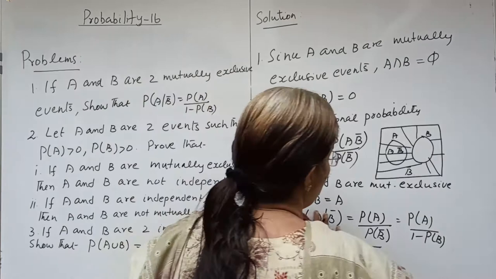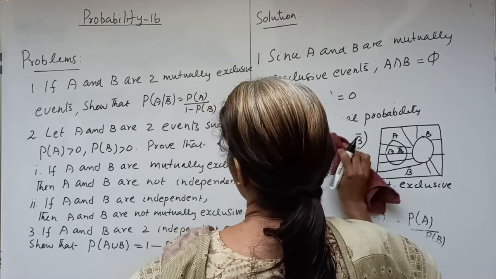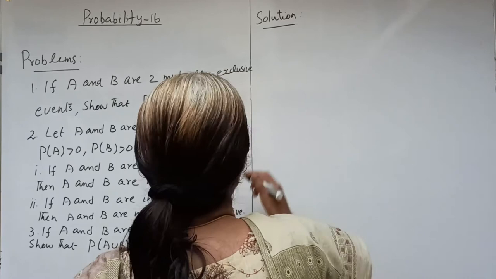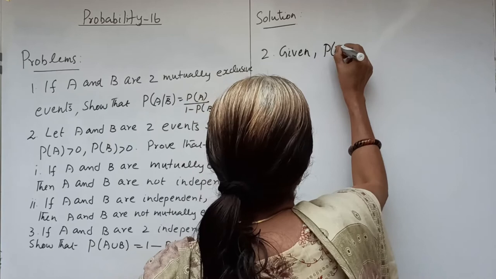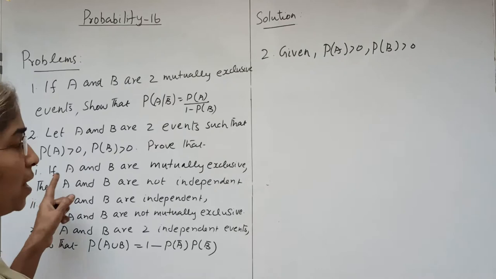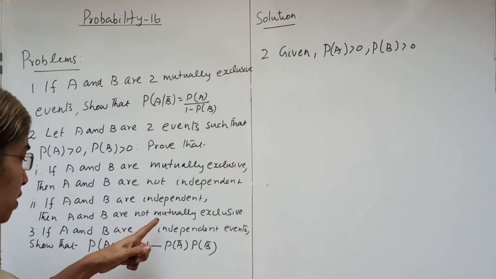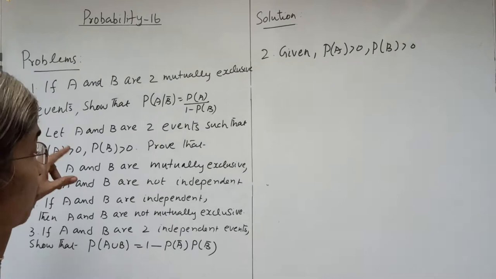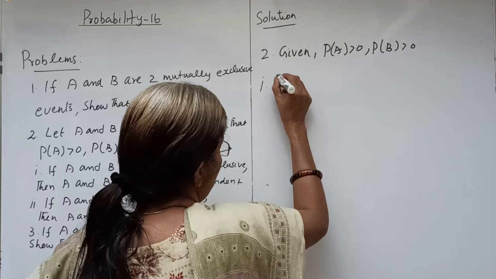Let A and B be two events such that P of A is greater than 0 and P of B is greater than 0. Now, what is the question? Prove that if A and B are mutually exclusive, then A and B are not independent, and if A and B are independent, then A and B are not mutually exclusive. For part 1, we are given A and B are mutually exclusive.